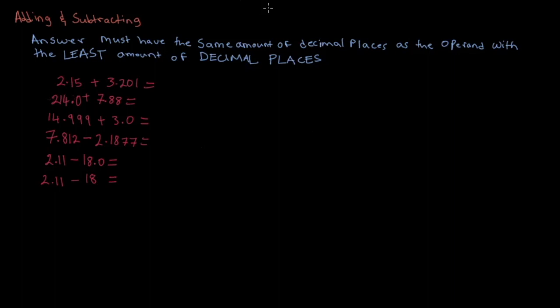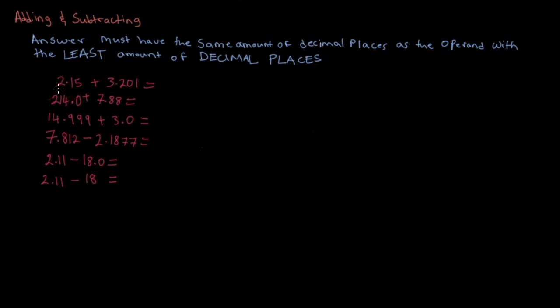So now we're going to talk about the rules for adding and subtracting. And what we're after here is how many significant figures our answers should have when we add numbers. The rule for that is as follows. The answer must have the same amount of decimal places as the operand with the least amount of decimal places. So what does that mean? Well, what we're after here is the fewest amount of decimal places.